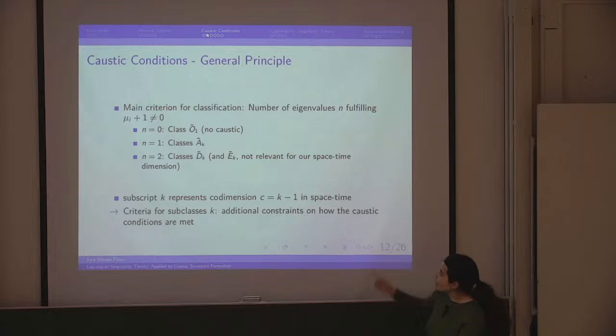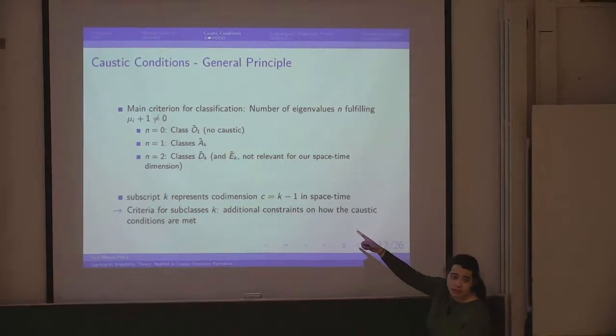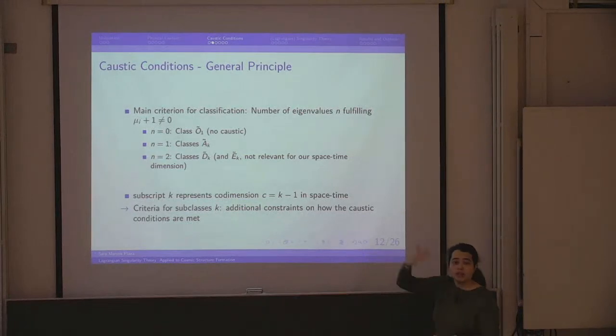Yes. The subscript k there represents the codimension in space-time of these classes, because depending on how many additional conditions we impose, the dimension of the caustic spaces they describe is going to be smaller and smaller. So yeah, the criteria for the subclasses K are going to be discussed next, and they will describe how the caustic conditions are exactly met.